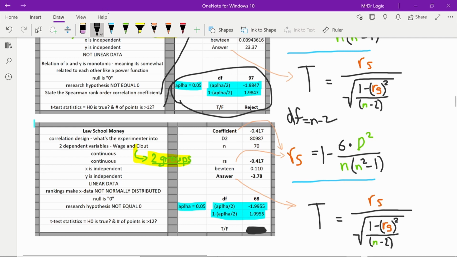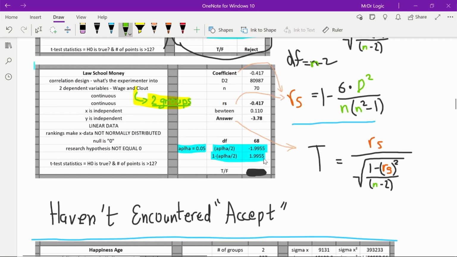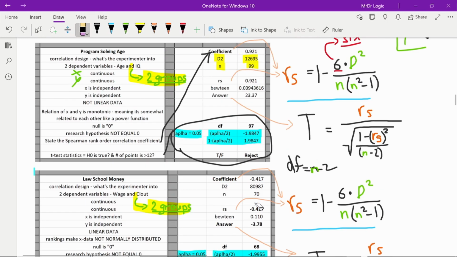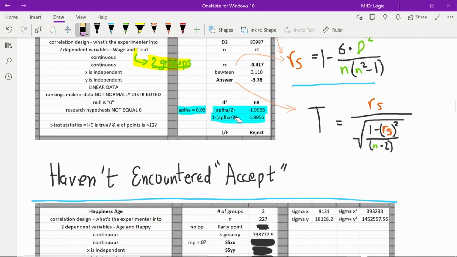Ta-da. Okay. Oh wait, I forgot to make it green. Yeah, alright. So DF is n minus 2. And then once we put it, well, we obviously know this is the lowest amount. This overshoots it. It's a classical reject. I haven't encountered it except in law school, or problem solving, or this. So we'll just leave it at reject.